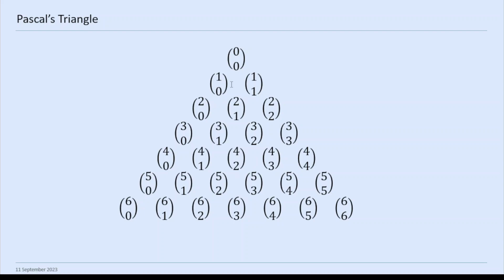R counts across, let's take the bottom row, 0, 1, 2, 3, 4, 5, 6, and then N is the row. So the rows go 0, 1, 2, 3, 4, 5, 6. In other words, how many ways are there to choose 0 from 0? Just 1. How many ways are there to choose 0 from 1? Just 1, or 1 from 1? Just 1. But basically, it's NCR, and N is the row, and R is how far right you are. So R starts at 0 on the left, and then R goes to N on the right.